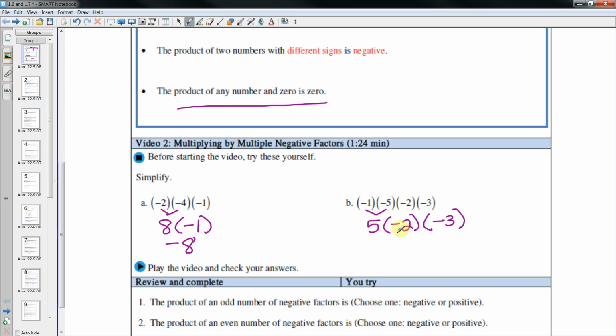I'm going to take the next one. 5 times a negative 2, that's going to give me 10, and it's negative because they're opposite signs. 10 times a negative 3, they're the same sign. That gives me positive 30.